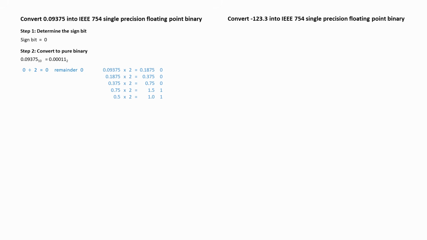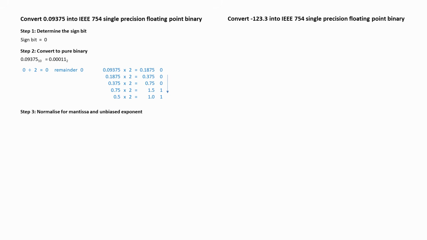For the first example, determine the sign bit. This is a positive number, so the sign bit is 0. In step 2, we convert the value into pure binary. This is what it looks like. Let's see how we got there. To get the whole number part, well, easy. 0 divided by 2 is 0, remainder 0. To get the fractional part, we've repeatedly multiplied by 2. Remember to read the fractional bits from top to bottom.